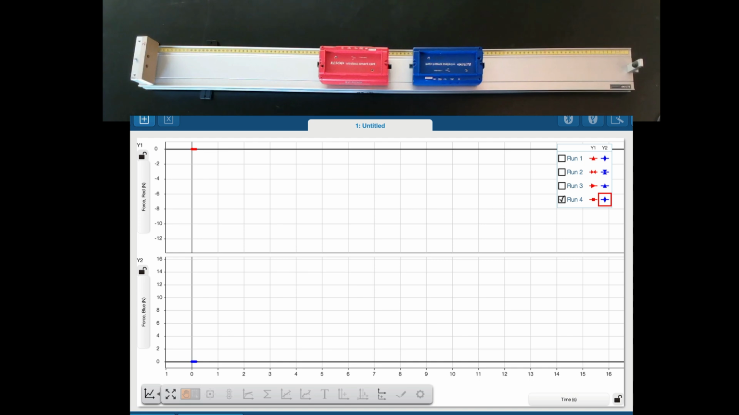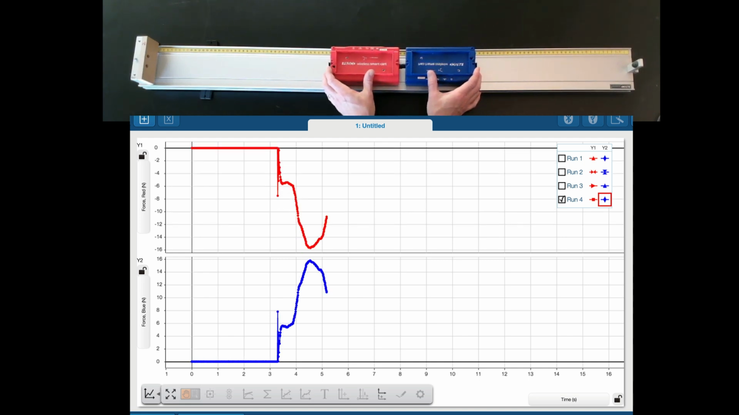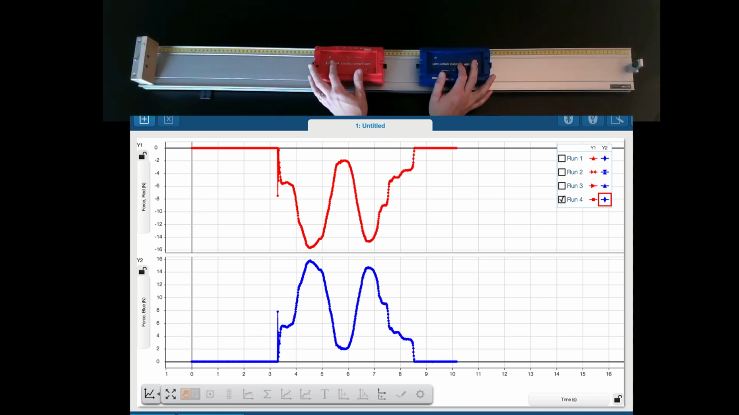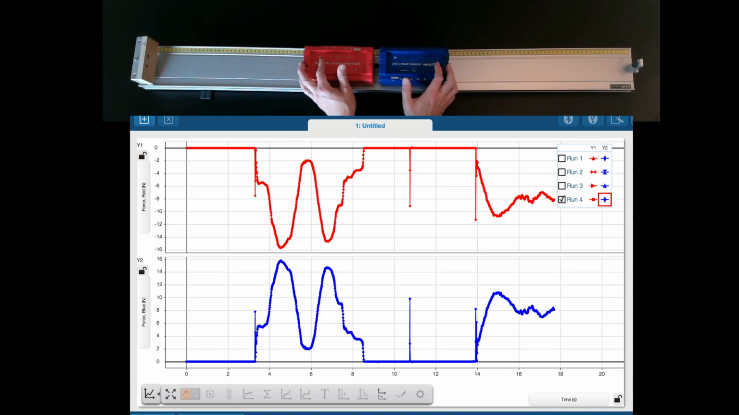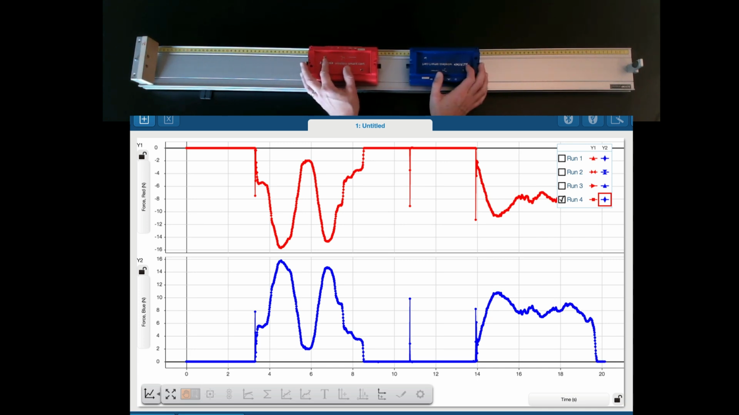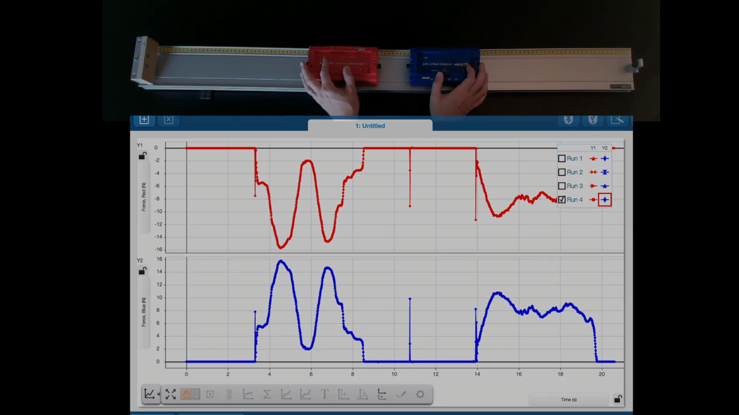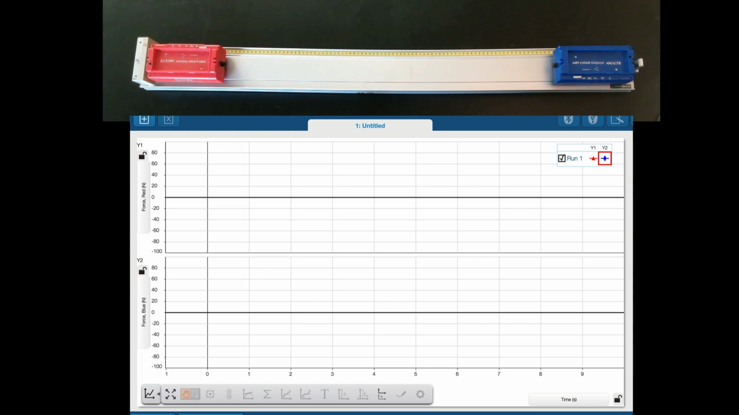In the first one, I just took the carts and pushed them against each other. Sometimes they're moving, sometimes they're stationary, but as you can see, it doesn't really matter what the carts are doing. Anytime they're in contact with each other, they're both measuring the exact same force in opposite directions. When they separate, the force goes to zero because there's no more interaction. It doesn't matter if they're moving, stationary, moving one way or the other, or tap into each other really quickly. They both measure the exact same force in opposite directions. So that's a clean example of Newton's third law.